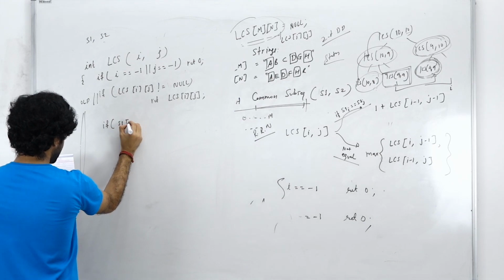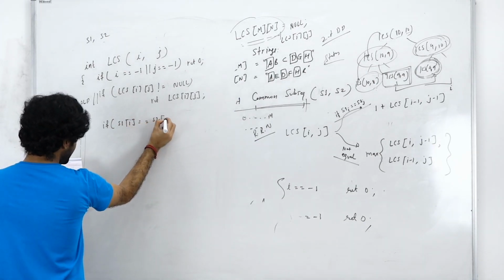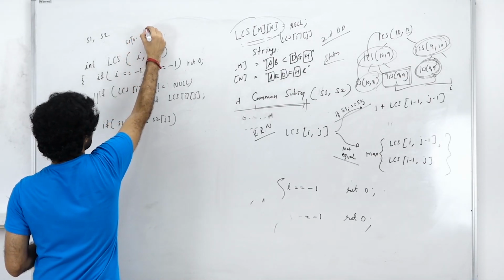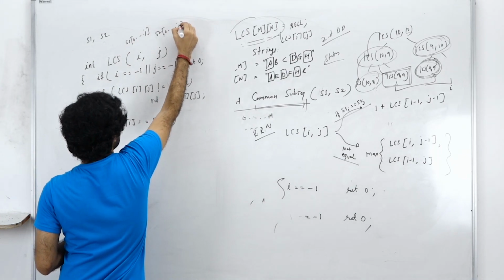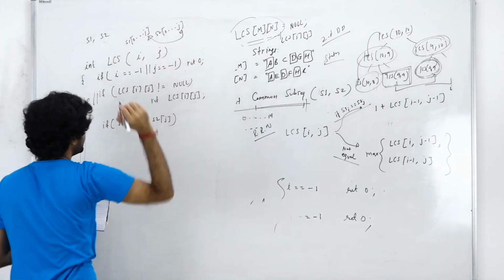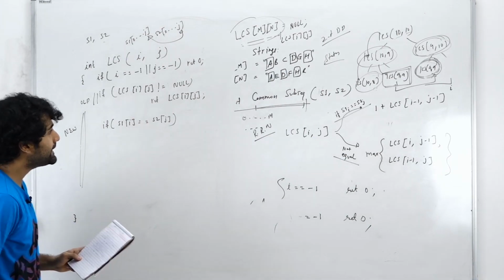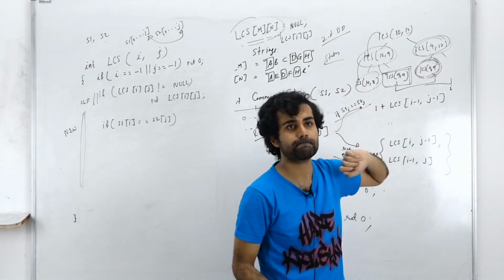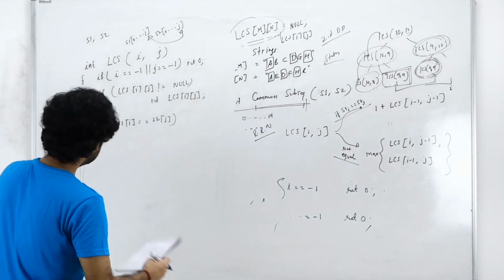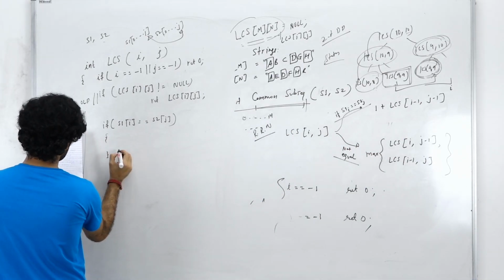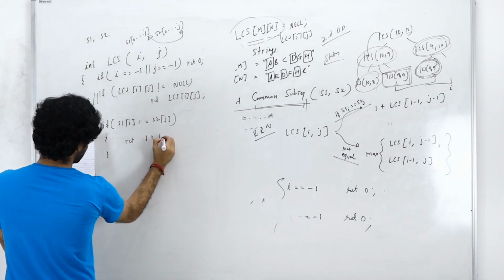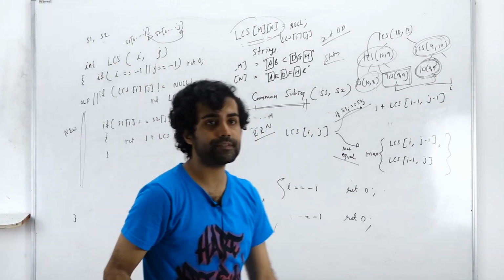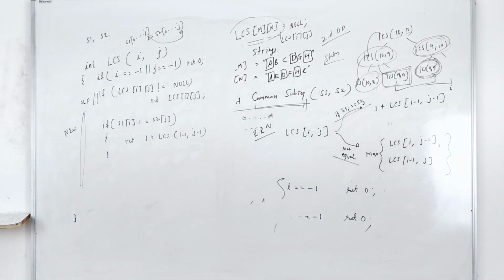If my S1 of i is equal to S2 of j, it means that the last characters of string S1 and string S2 are matching. So if the last characters are matching, in that case, the LCS of this thing will be 1 plus LCS of this smaller thing, right? So what should I do? In this case, is it wise to say, hey, simply return 1 plus LCS of i minus 1, j minus 1? Can I return this thing?